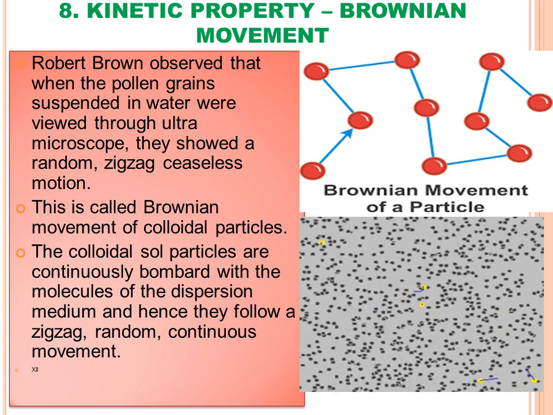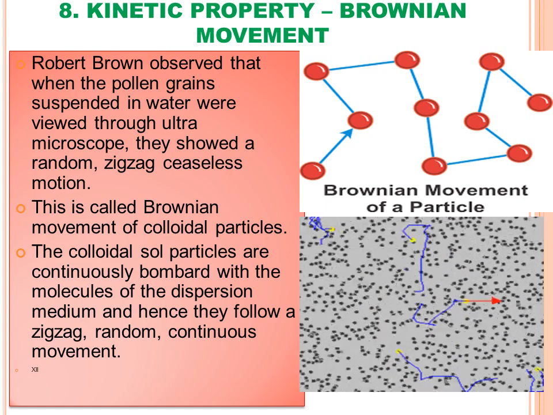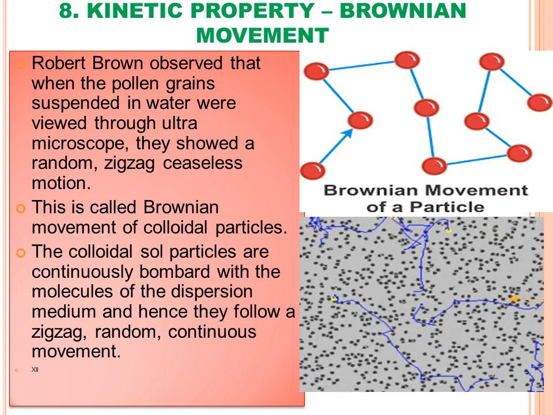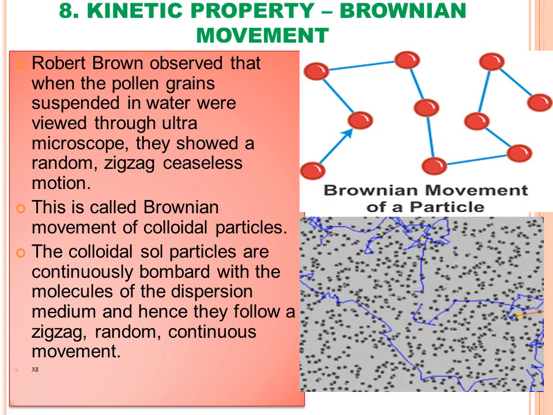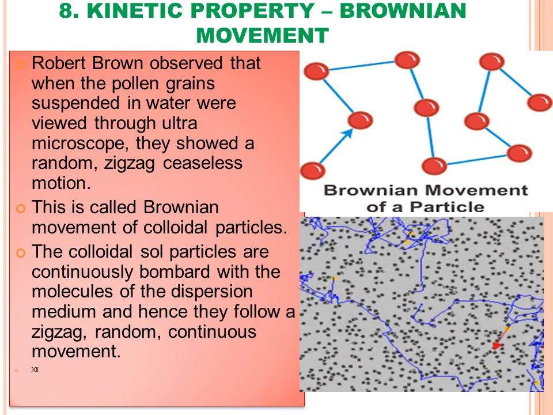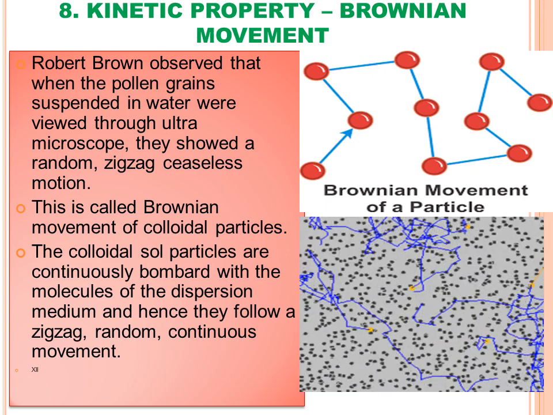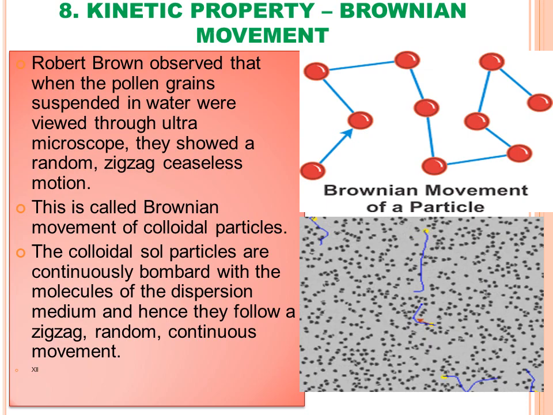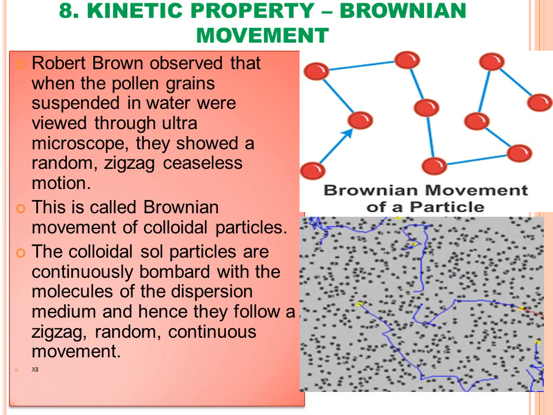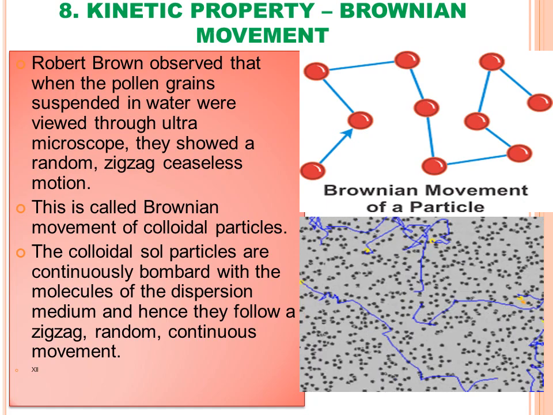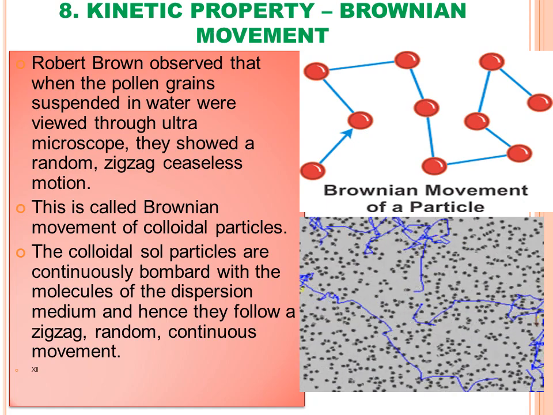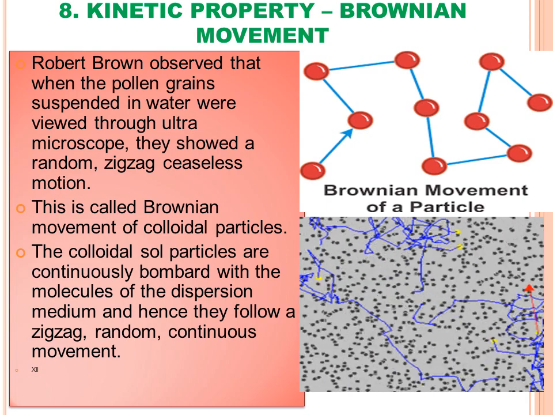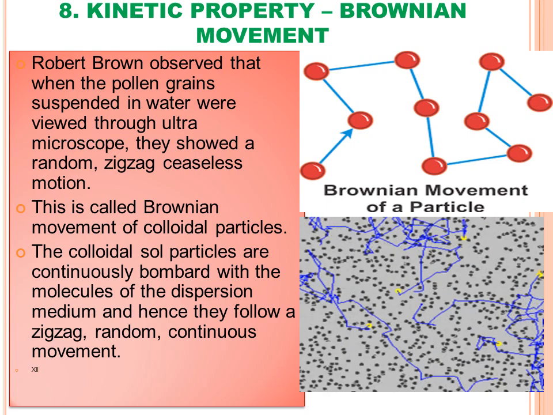You can see the attached video, the gray colored part, where the colloidal particles move. The reason behind this movement is that the particle gets bombarded by the particles or molecules of the dispersion medium. Hence, they follow a zigzag, random, continuous movement. Look at the movement of the particle. Each particle gets bombarded by the other particles, so it is moving. That accounts for the stability of colloids. This is how colloids are stable: they don't settle down because they are constantly moving due to bombardment.